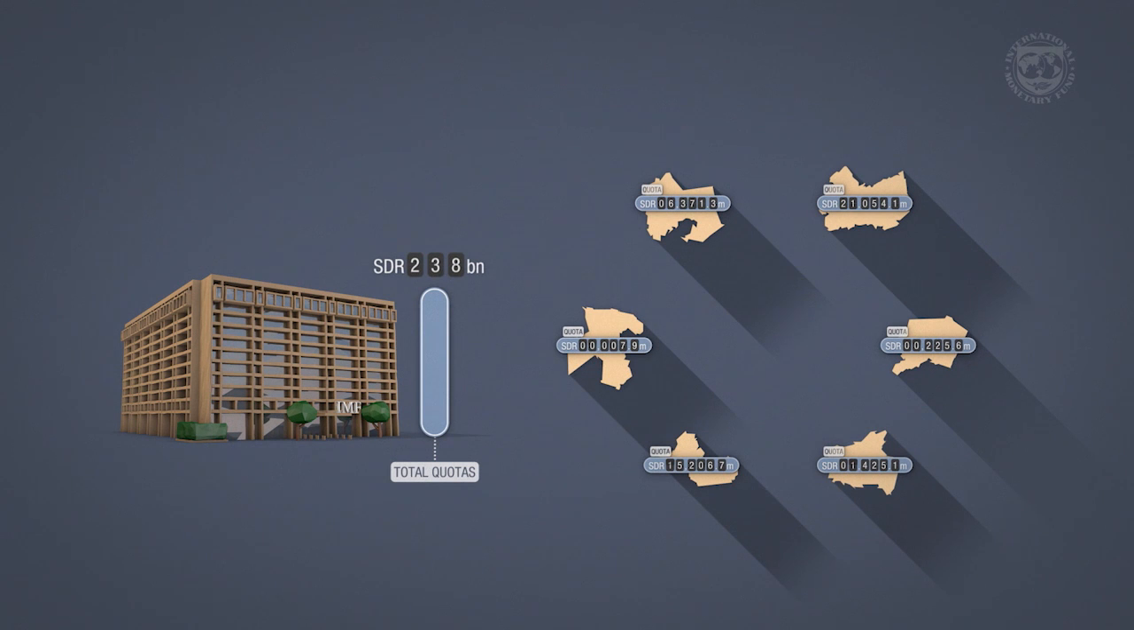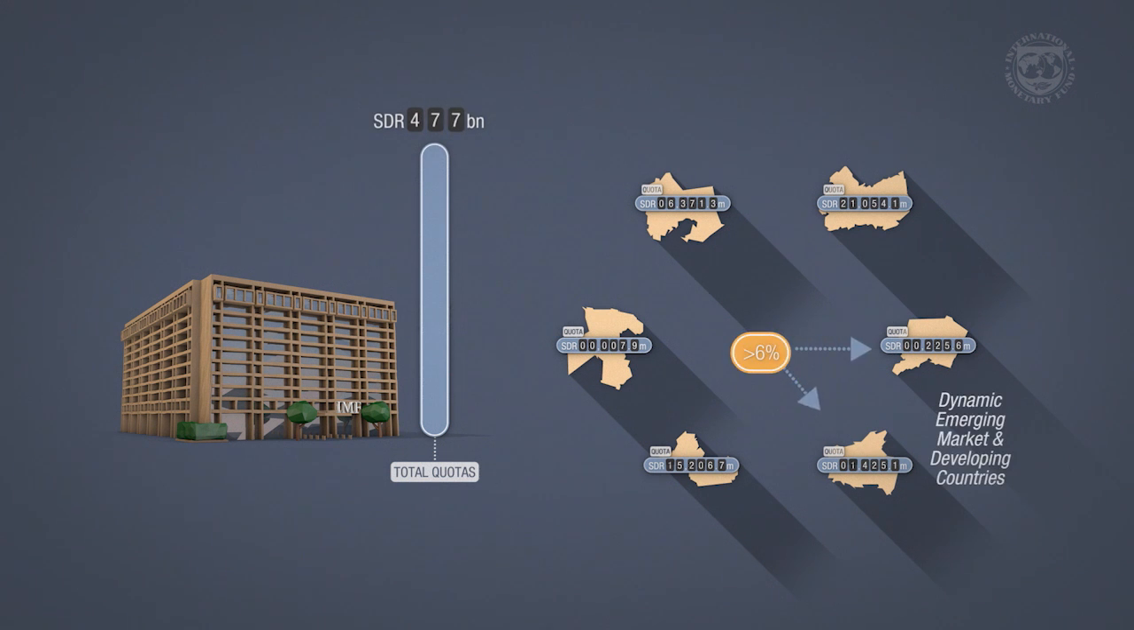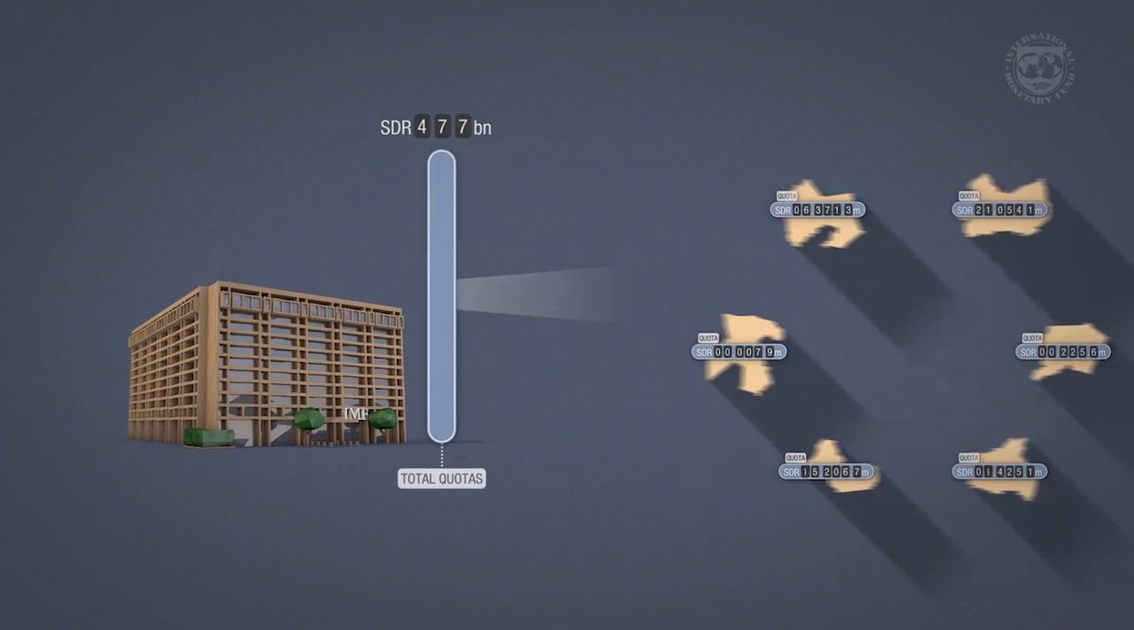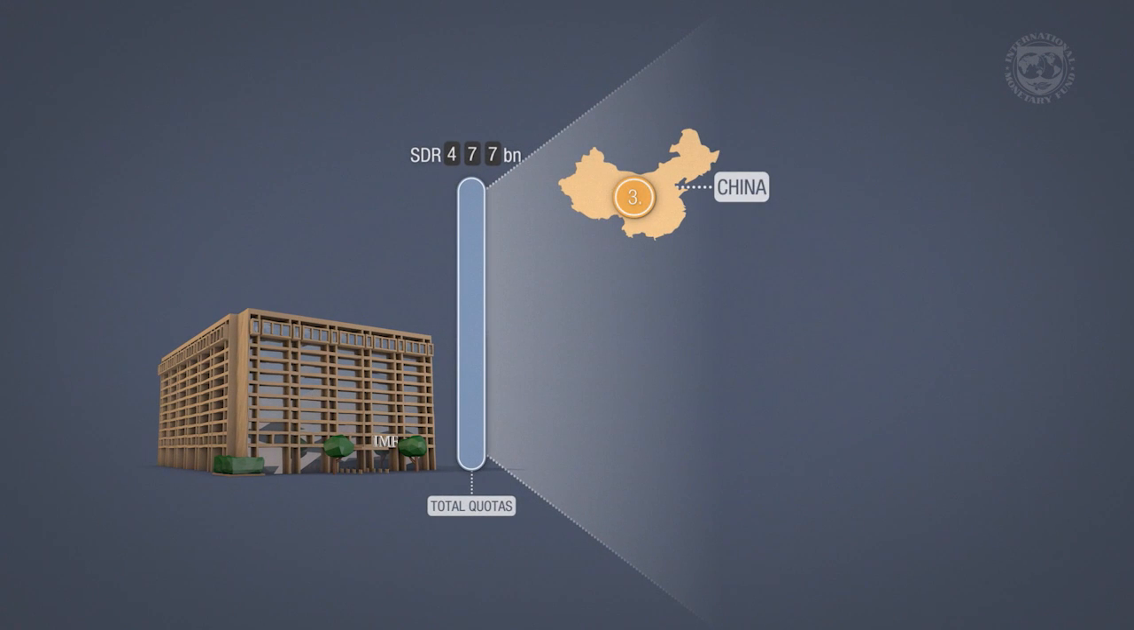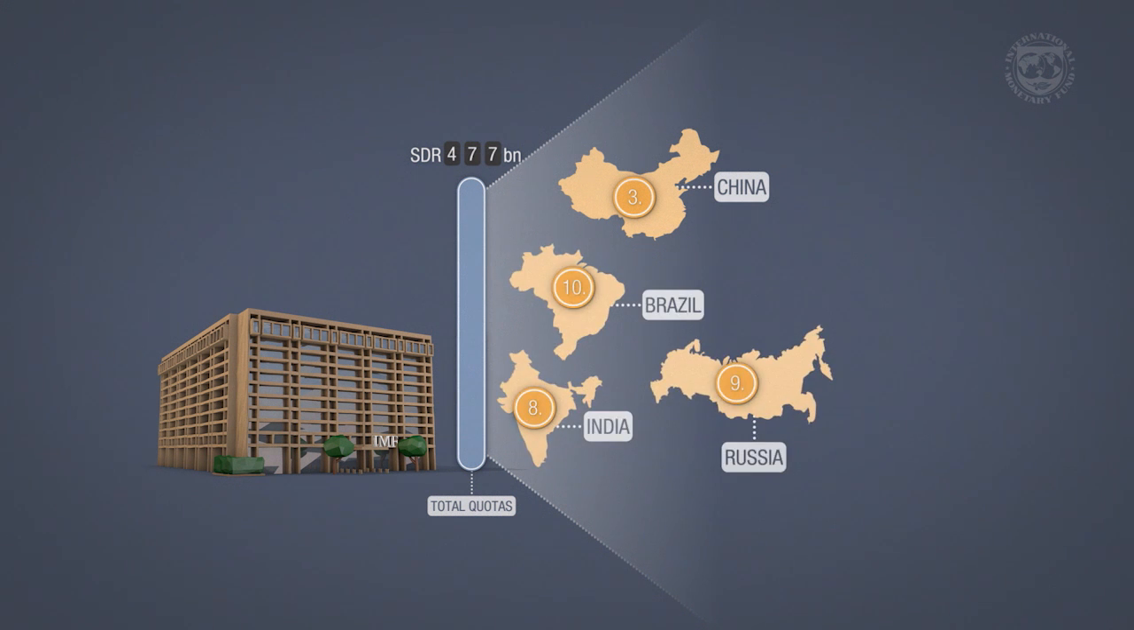Quotas were doubled from about SDR 238 billion to about SDR 477 billion. More than 6% of quota shares were shifted to dynamic emerging market and developing countries. As a result, China became the third largest member country in the IMF. Three other emerging market economies, Brazil, India, and Russia, are now also among the 10 largest members of the IMF. This was all achieved while protecting the quota and voting shares of the poorest member countries.